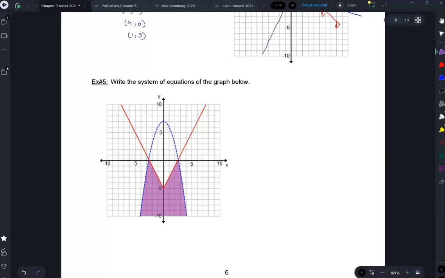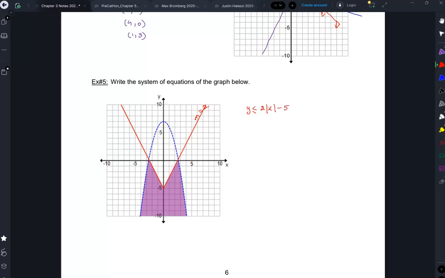Next, write a system of equations for the graph below. Okay, so let's do this. So first of all, let's do the red one first. It's an absolute value. I find those more straightforward. So y, is it going to be, first of all, greater than or less than? Less than. Now, is it going to be less than or equal to? Less than or equal to. Okay, so the vertex is 0, negative 4. And then what's the slope? 2 over 1. So that's going to be 2 absolute value of x minus 5.